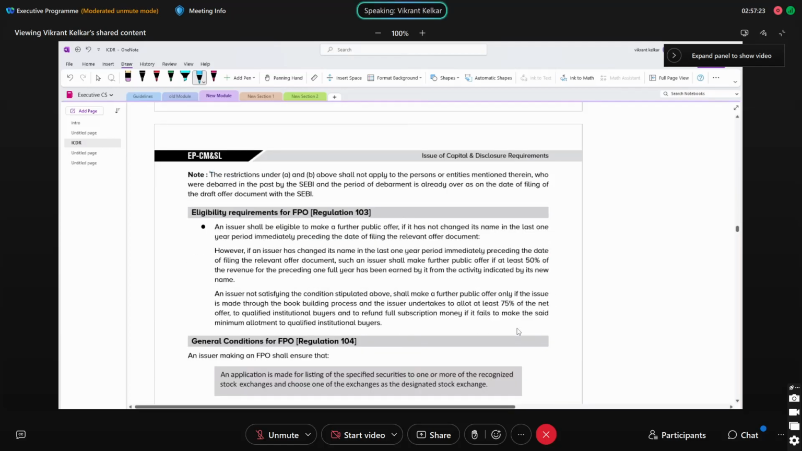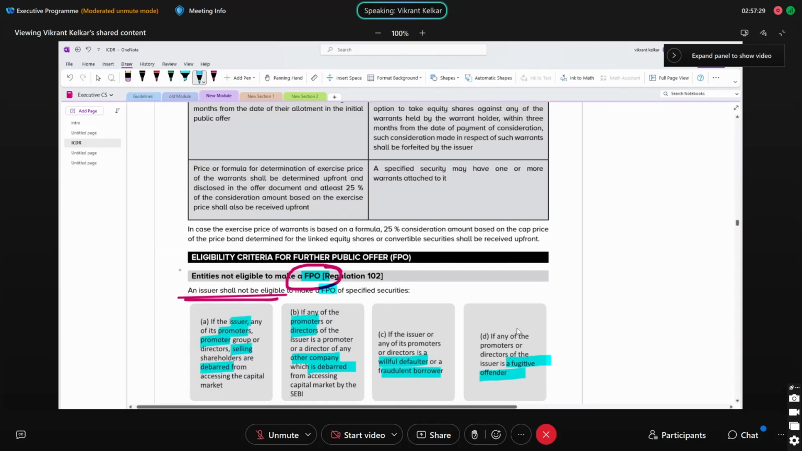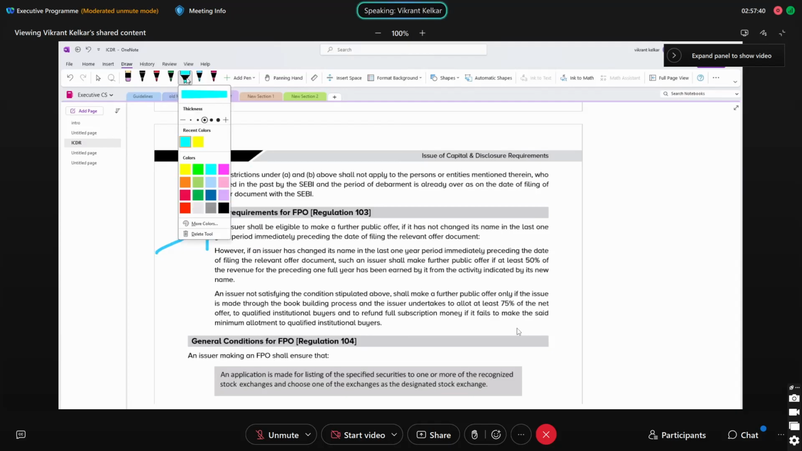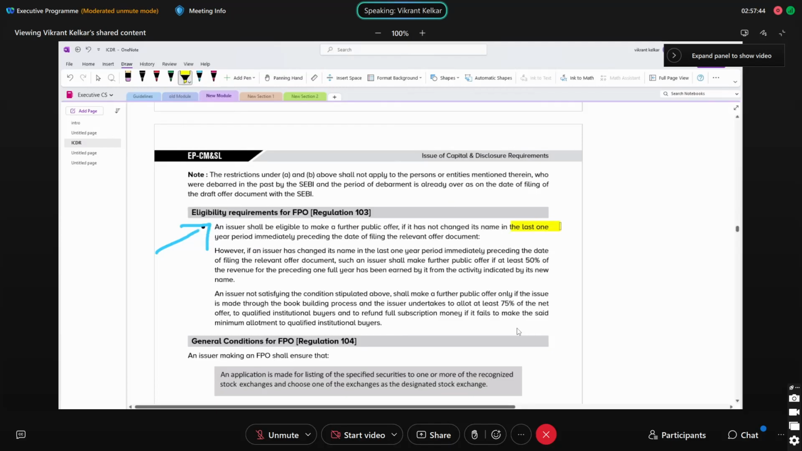Okay. Then eligibility requirement for FPO. So who are not allowed? That is mentioned here, not eligible. And here we are talking about who are allowed. The issuer shall be eligible to make a further public offer if it has not changed its name in the last 1 year period immediately preceding the date of filing the relevant offer document.